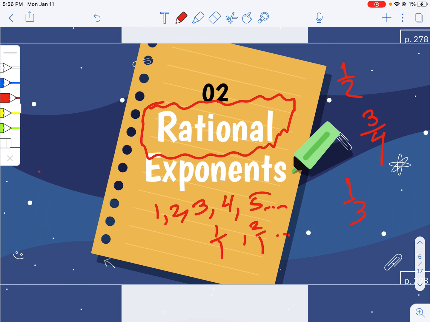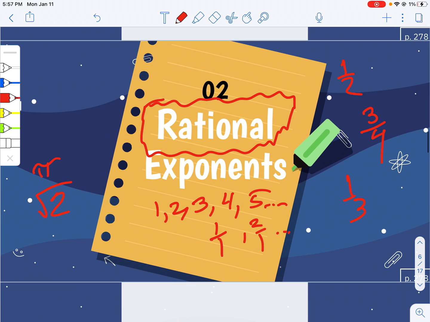What is not included would be a number like pi or like the square root of 2, because those go on forever and ever and ever. So when we say that we want a rational exponent, that's just saying we want our exponent to be able to be represented in fraction form.